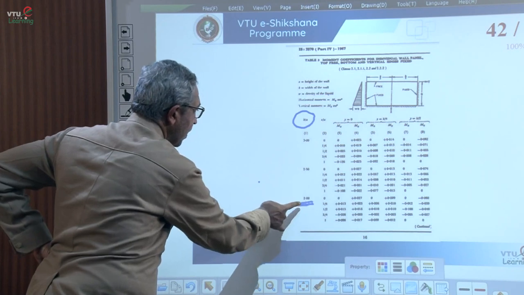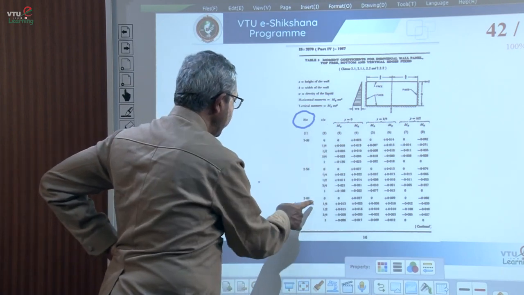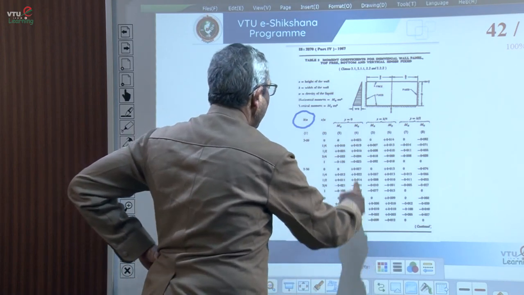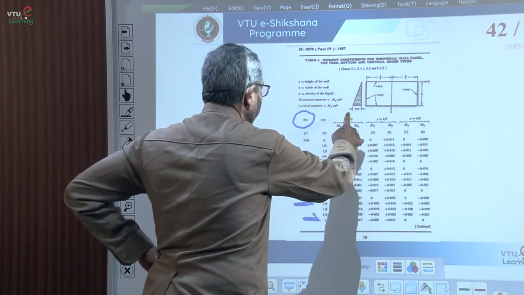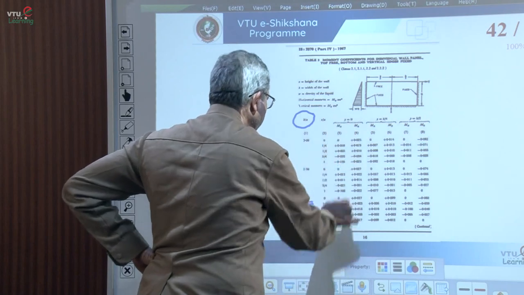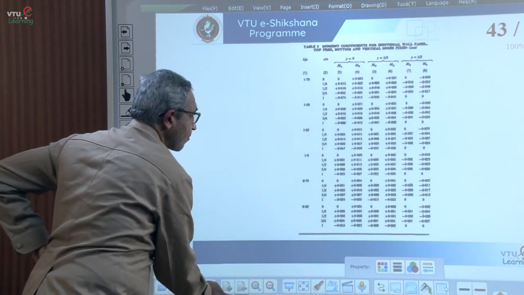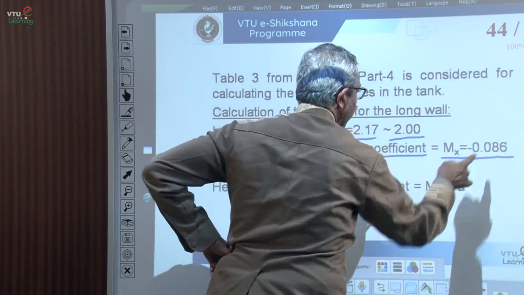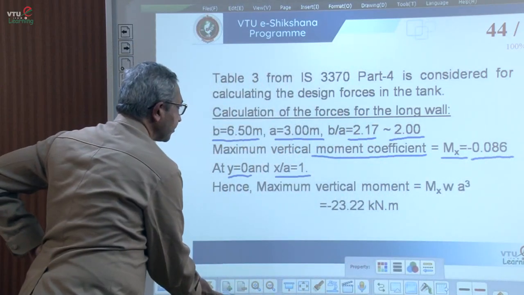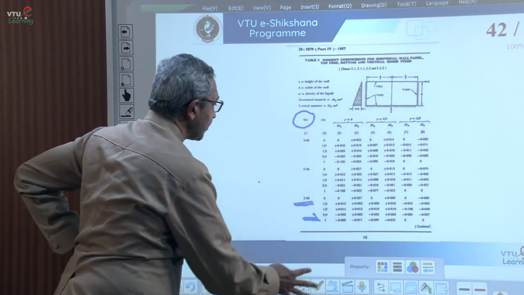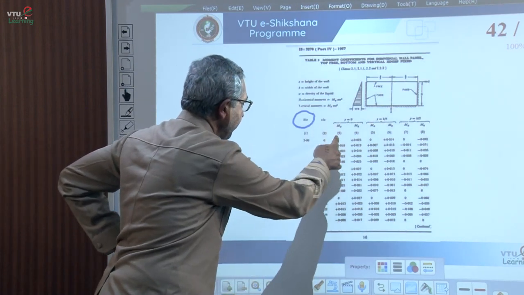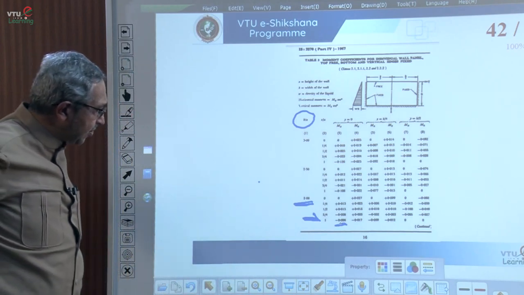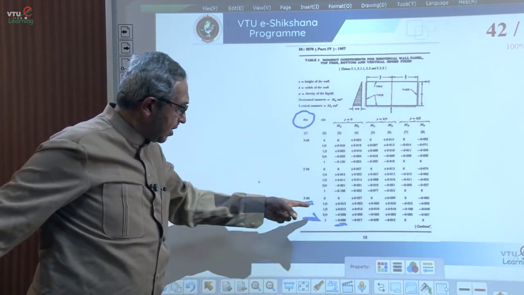So this is 2. x by a equal to 1 comes to this row. On this row, y equal to 0 means we have to refer to this column. If you refer to this column, the value which you attain is Mx, minus 0.086. So Mx value comes to minus 0.086. Please note, the value is not clearly legible in this one.